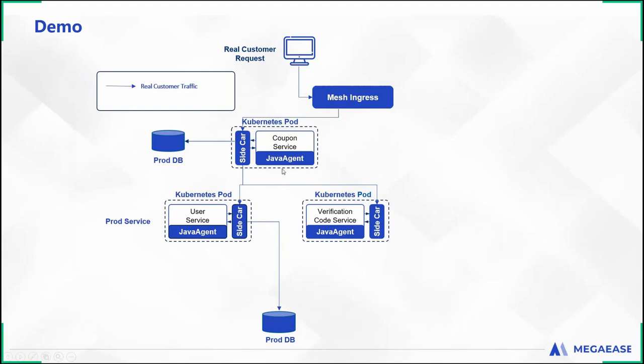In this system, when a user request comes in, it will first go to our mesh ingress, then to the coupon service, and the coupon service will send a request to the user service to verify the user's identity, and then, if it passes, to the verification code service, to send a verification code to the user. So let's look at the steps we need to take for a stress test.